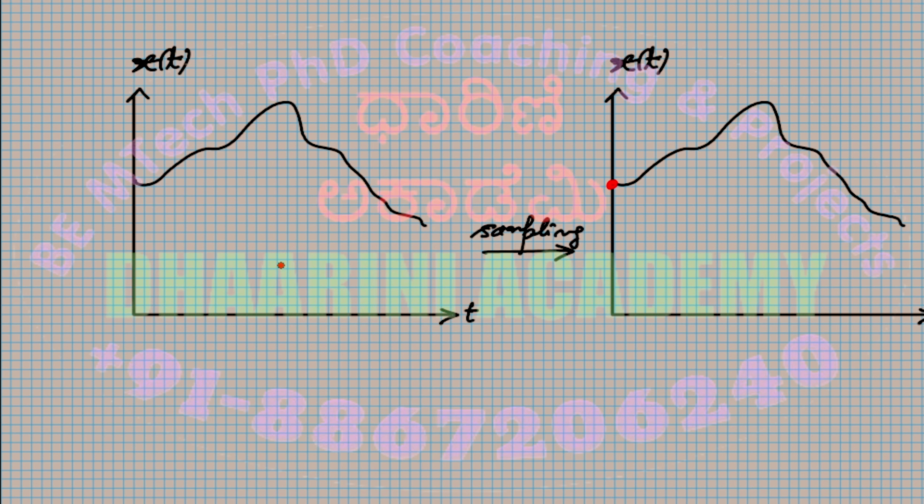Now let me assume that this particular signal x of t has a highest frequency of f max. So according to the Nyquist rate, whenever you sample, you should use a sampling frequency that should be equal to or greater than 2 times the f max, correct? This is the condition for PCM.